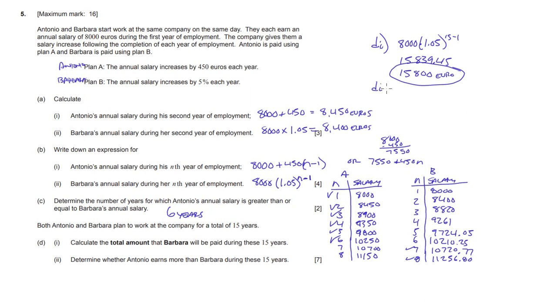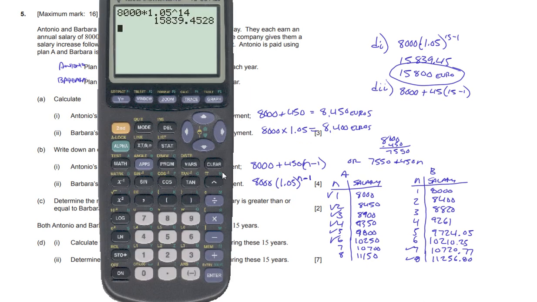And then D part 2, determine whether Antonio earns more than Barbara during these 15 years. And these 2 questions together is worth 7 points. So we want to make sure that we do well on these. Okay, so let's figure out how much Antonio is going to make, right? So he's this one, 8,000 plus 450 times 15 minus 1. So calculate that out.